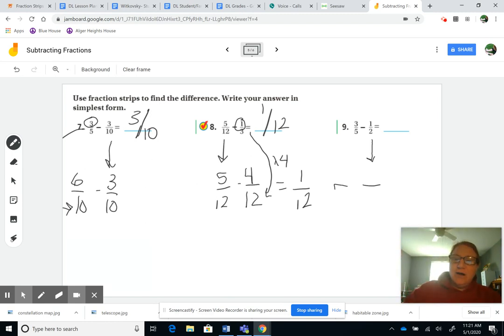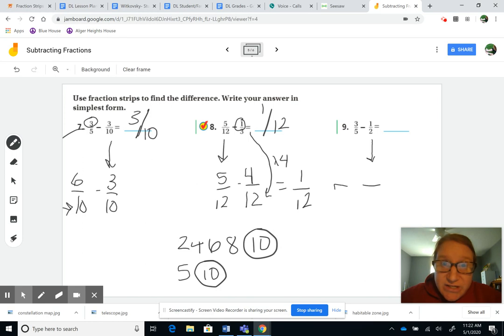Totally fine. We could go 2, 4, 6, 8, 10, and then 5, 10, and I wouldn't even have to go any further because I see 10s right there. Okay? Do what's easiest for you. I just want you to be successful. Okay? So how do I go from 5 to 10?